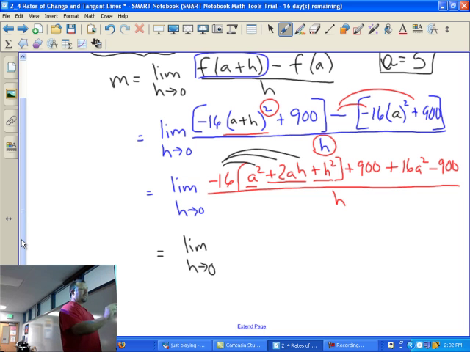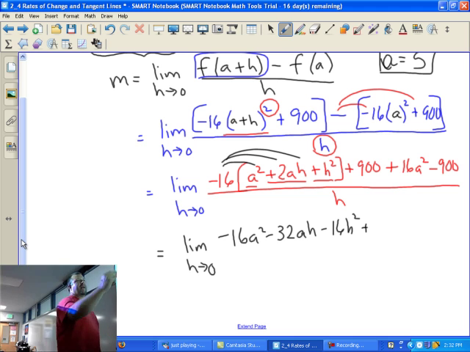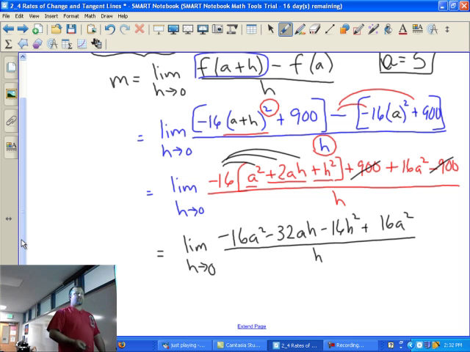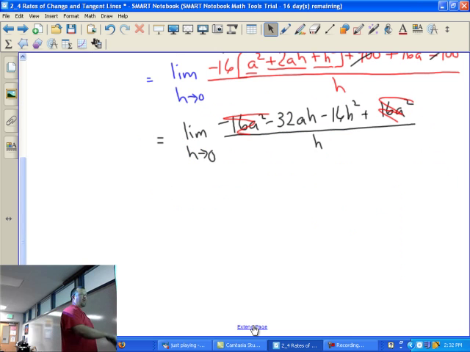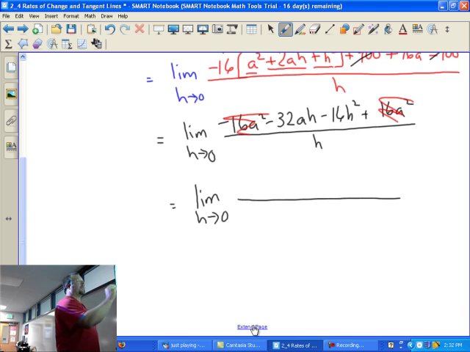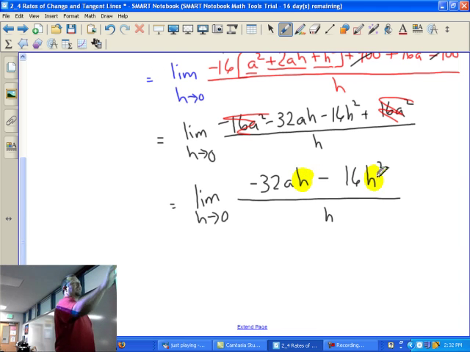All right, now I've got to take the limit as h approaches 0, and I'm going to distribute my 16. That's negative 16a squared minus 32ah minus 16h squared. The 900s are gone. Plus 16a squared all over h. Some of you have already noticed the negative 16a squareds are gone, so I can keep going. I know what you're thinking. Oh, it's awful. But you know what? This is how it works. Negative 32ah minus 16h squared all over h.